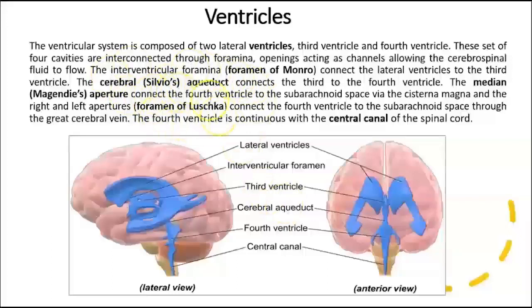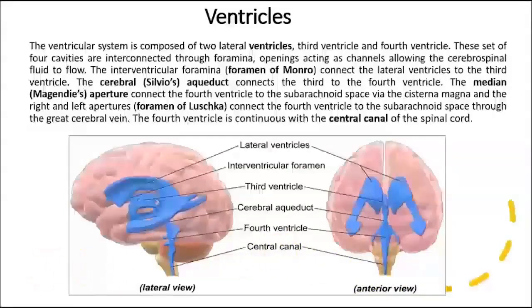And very important to notice is at the level of the fourth ventricle, you have the lateral apertures. The lateral apertures will allow the fluid to come out and bathe the brain. The median aperture continues down through the central canal in order to take the fluid to the spinal cord.